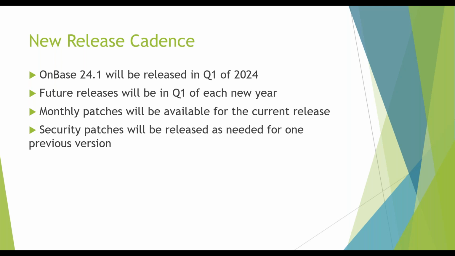Monthly patches will be available for the current release only, and then security patches will only be released for one previous version. So in our case, since 23.1 is out, 22.1 is out, and really we'll only have security updates coming out soon. So just FYI.